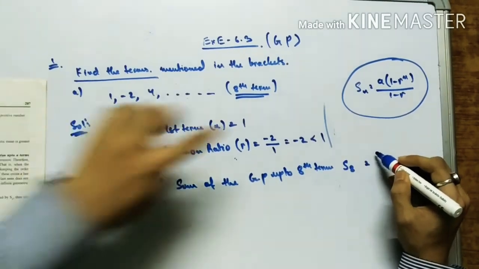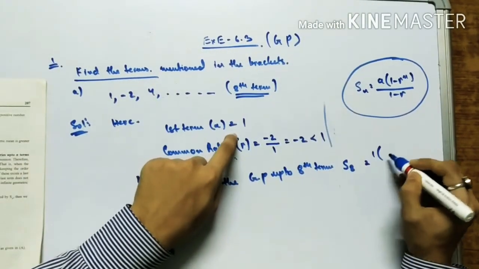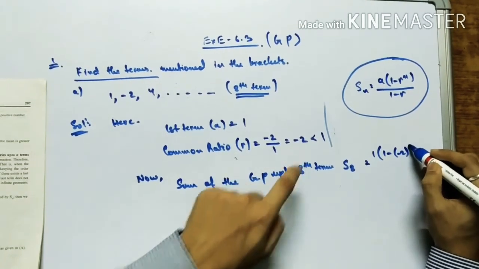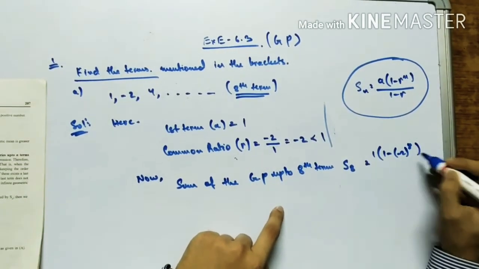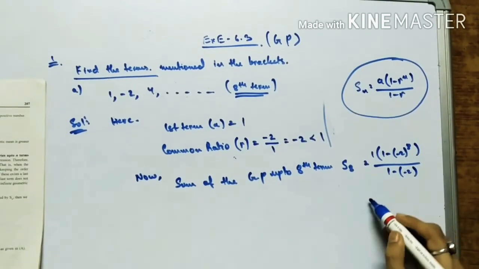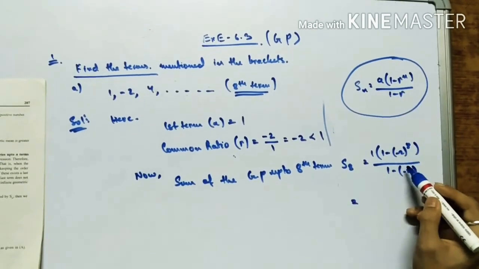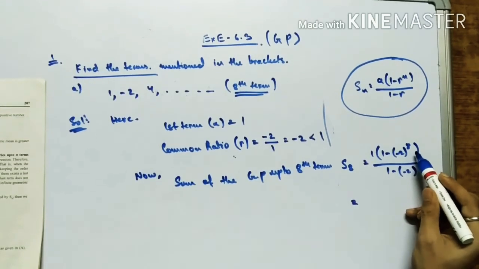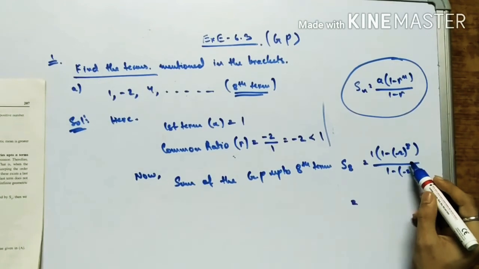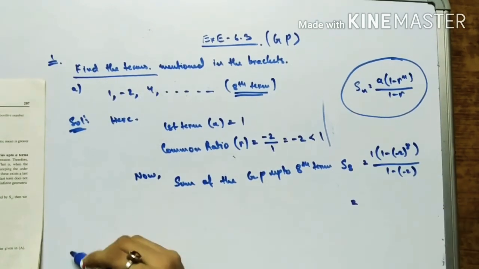S8 is equal to a, whose value is 1, times bracket start, 1 minus r, where r is minus 2, to the power n, which means 8. So again 1 minus minus 2. So this will be 2 to the power 8. How much will I get?